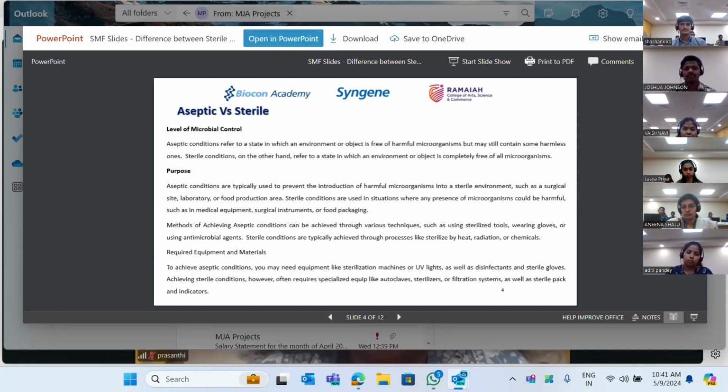For example, I'll give you an example of aseptic manufacturing: packaging of fruit juices in sterile cartons. In the food industry, packaging of fruit juices in sterile cartons is aseptic manufacturing. How? The juice is earlier pasteurized to kill harmful bacteria, and then it is filled in sterilized cartons within a controlled aseptic environment to prevent contamination. That is aseptic manufacturing.